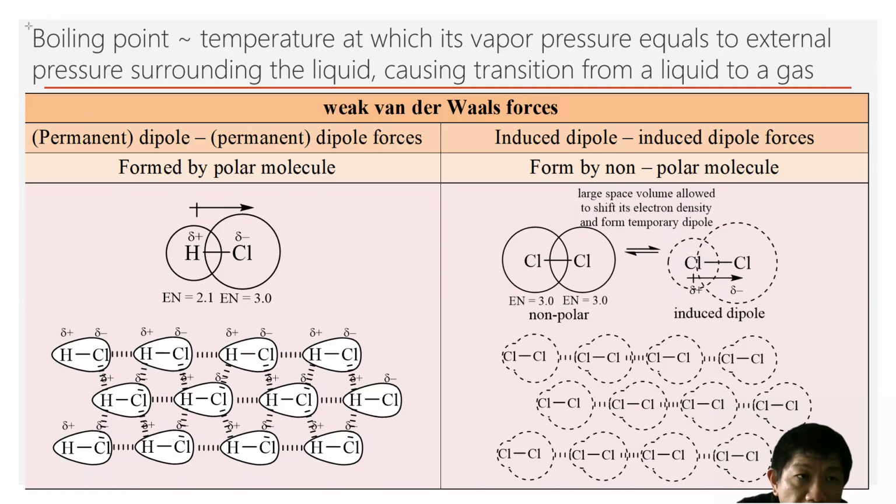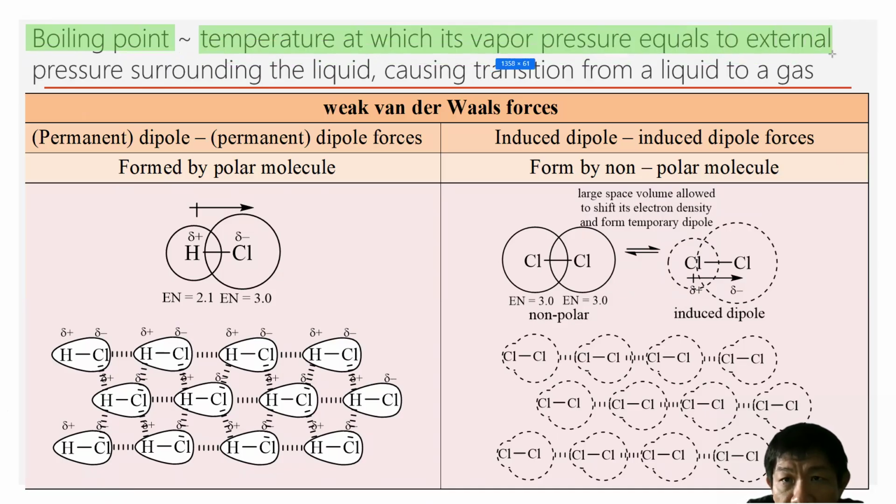Let's have a look at how intermolecular forces influence the physical properties. Before that, let us understand what boiling point is. Boiling point is defined as the temperature at which the vapor pressure equals the external pressure surrounding the liquid, causing the transition from liquid to gas. In a covalently bonded molecule, the weak van der Waals forces can influence very much the intermolecular forces between the covalently bonded molecules.